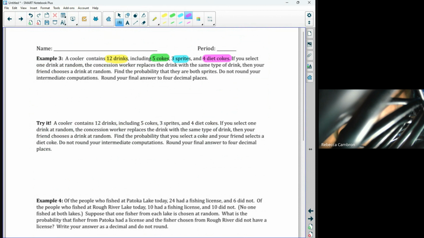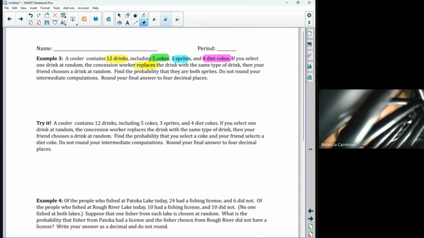If you select one drink at random, the concession worker replaces the drink with the same type. So you buy one, they put another one in there so that they don't run out of stock. Then your friend chooses a drink at random. Find the probability that they are both Sprites. Do not round intermediate computations, round it to 4 decimal places at the end. So make sure you know that the reason these are independent is because of that magic word replaces. So when we talk about dependent on Monday, you'll see where we're not going to replace things.